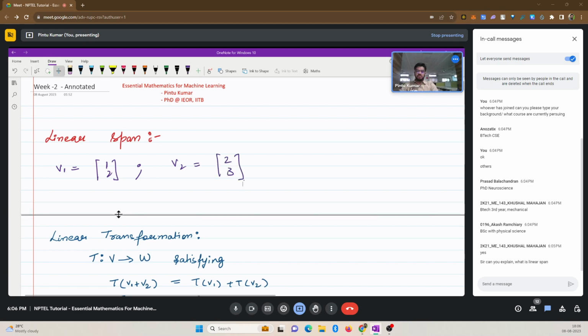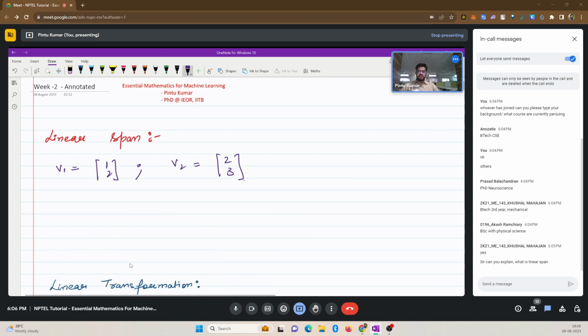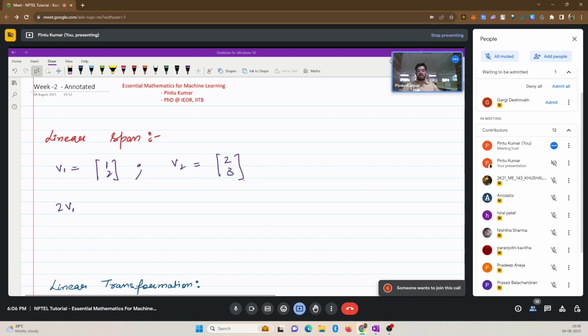So now, let's say you multiply your first vector with some number, let's say 2, and add it to, let's say, 3 times v2. This kind of combination is called a linear combination. So you are linearly combining these two vectors. You are taking some scaling of the first vector and adding it to some scaling of the second vector. This kind of thing is called a linear combination.